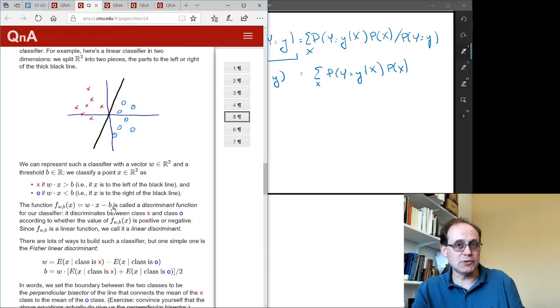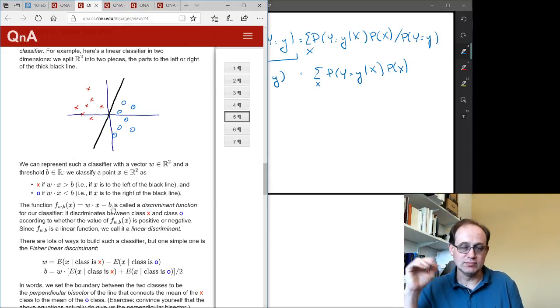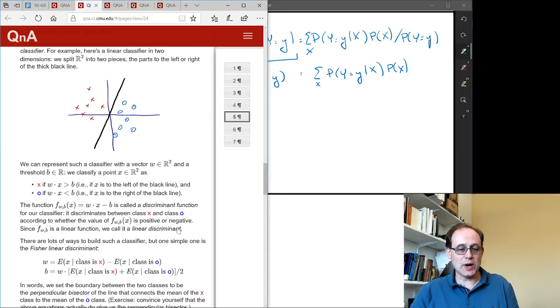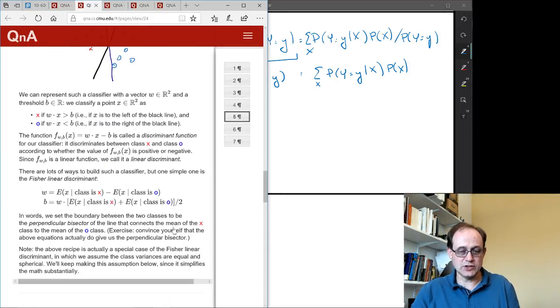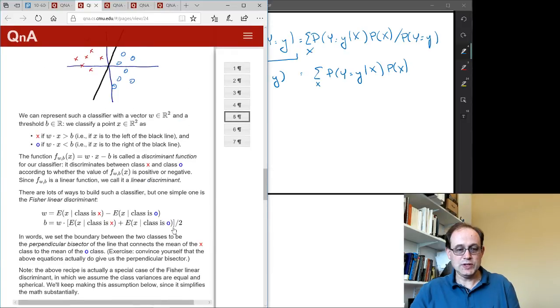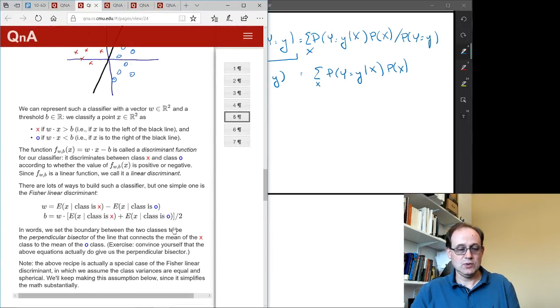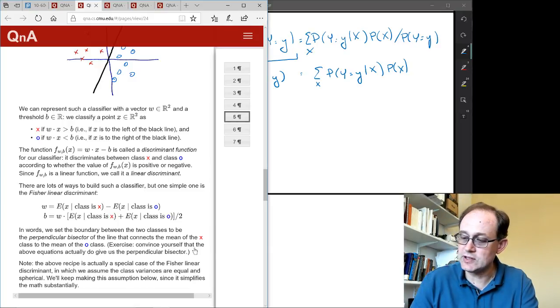And this particular type of discriminant is a linear discriminant because it's linear. We saw one way to build a linear discriminant before, which was the perceptron algorithm. Here's an even simpler way, which is called the Fisher linear discriminant. We take our class boundary, the boundary between the two classes, to be the perpendicular bisector of the line between the class means, right? So let me sketch that.